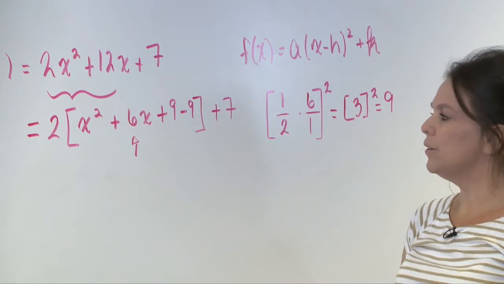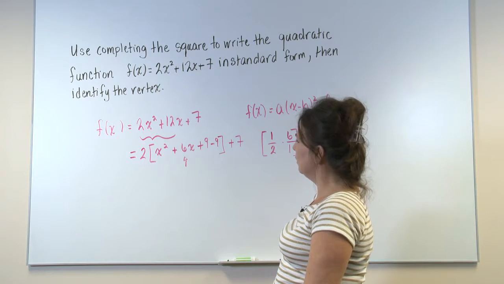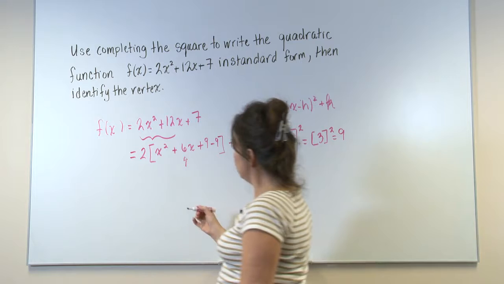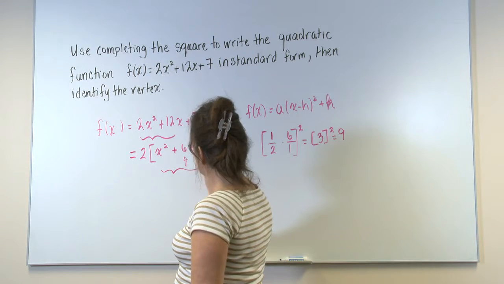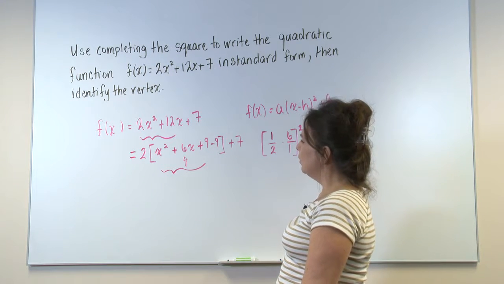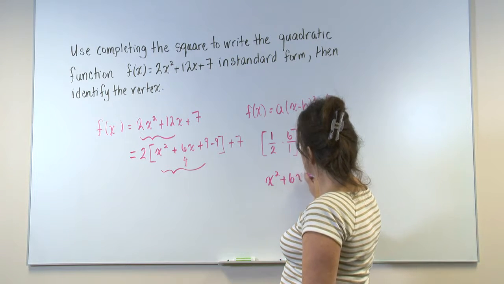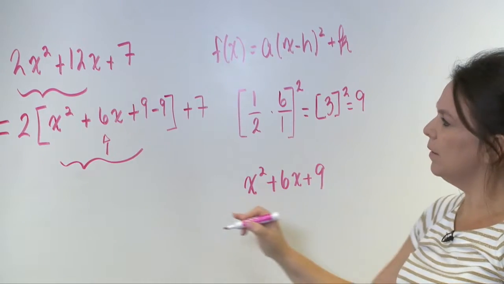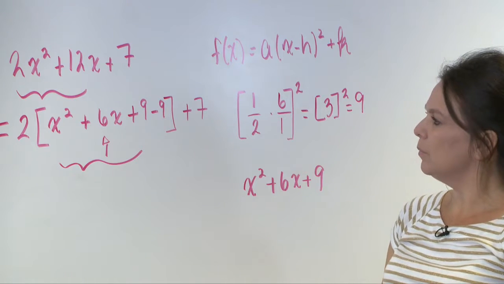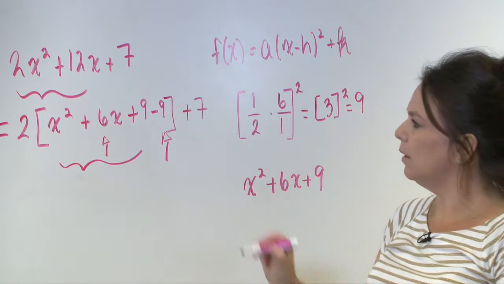This is a function. I don't want to change the function. So if I add and subtract 9, then the net change is 0. Now, what I would like to remain inside the parentheses or the square brackets is the perfect square trinomial. The perfect square trinomial is the x squared plus 6x plus 9. So I'd like these three terms to remain inside the parentheses. I want the minus 9 to come outside.